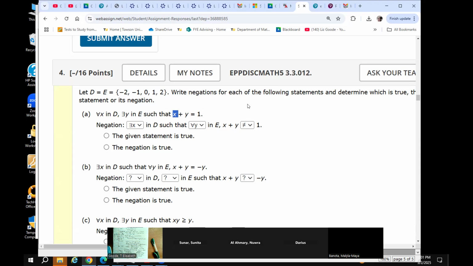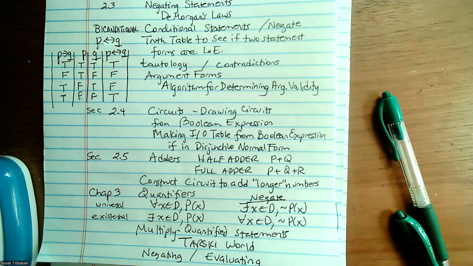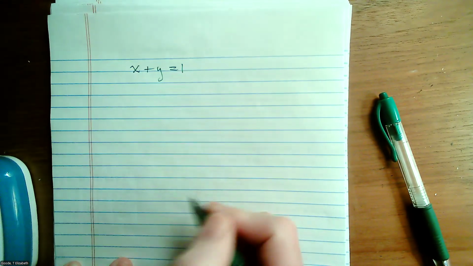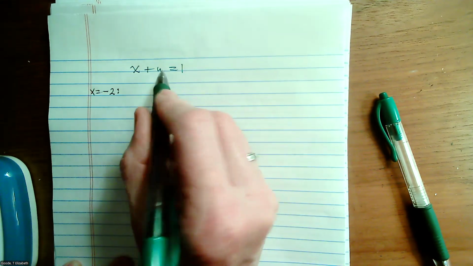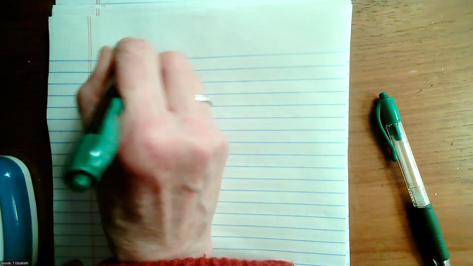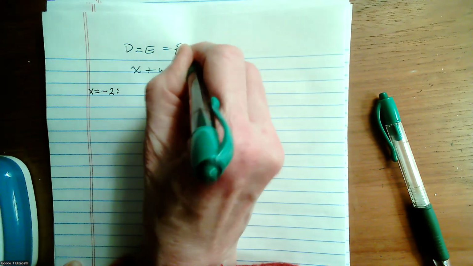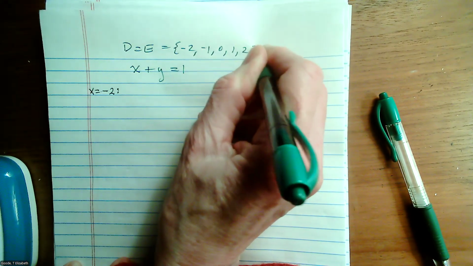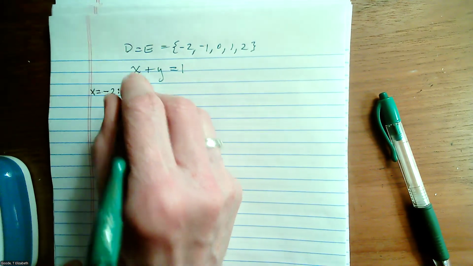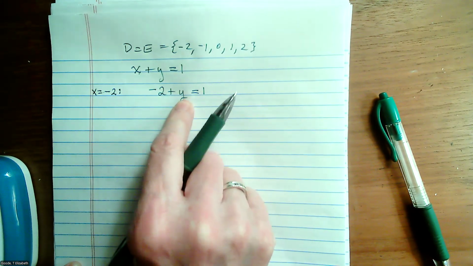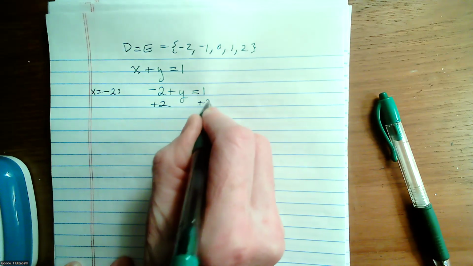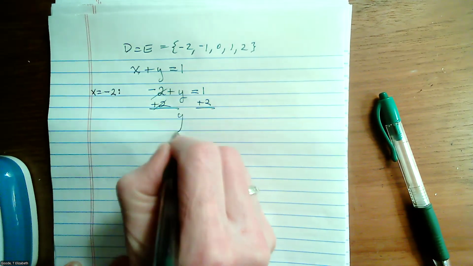All right, hang on. This calls for paper. x plus y has to equal 1. You agree? Now, x is -2. We're trying to check if there's a y. Remember, D and E are the same set. So if x is -2, we put -2 in for it. So -2 plus y has to equal 1. So what y would work? We solve for y. How do we solve for y? Add 2 to both sides. y would have to equal 3.